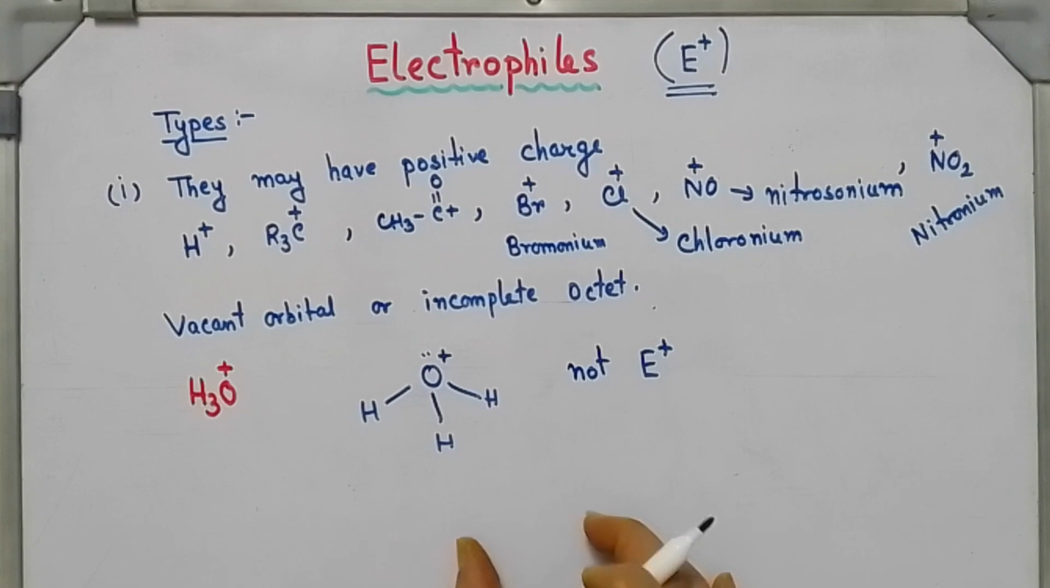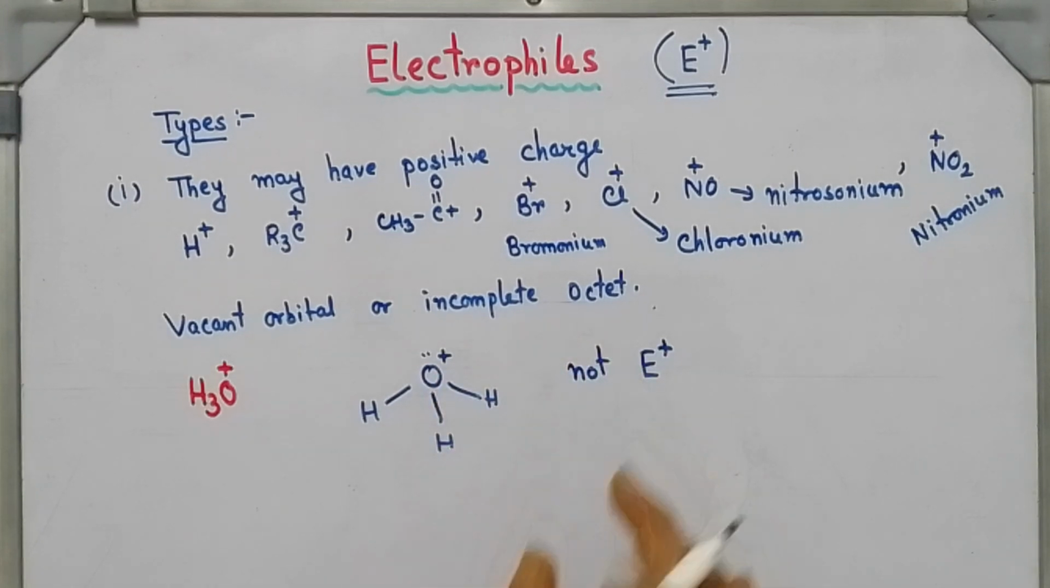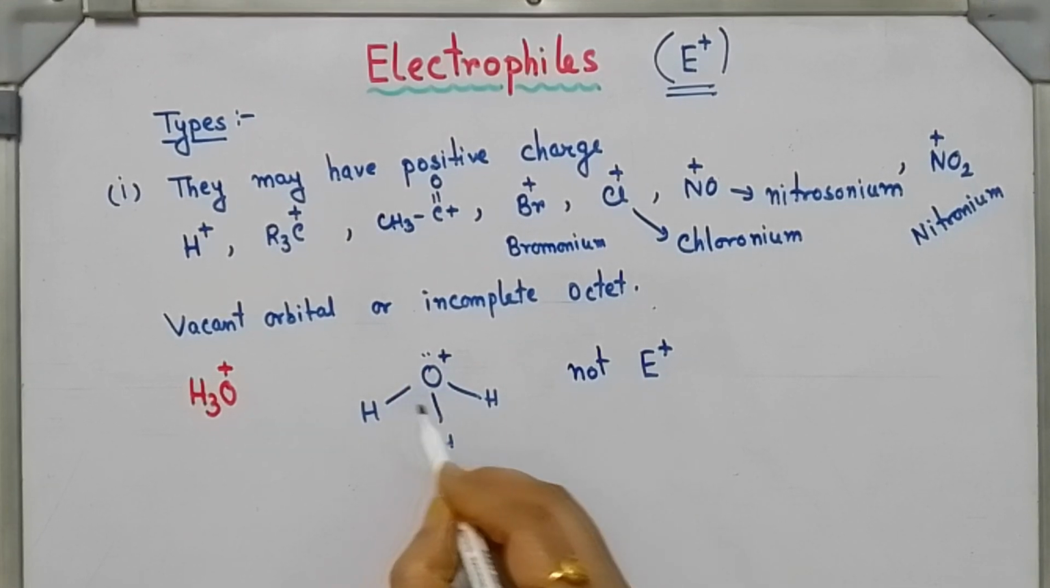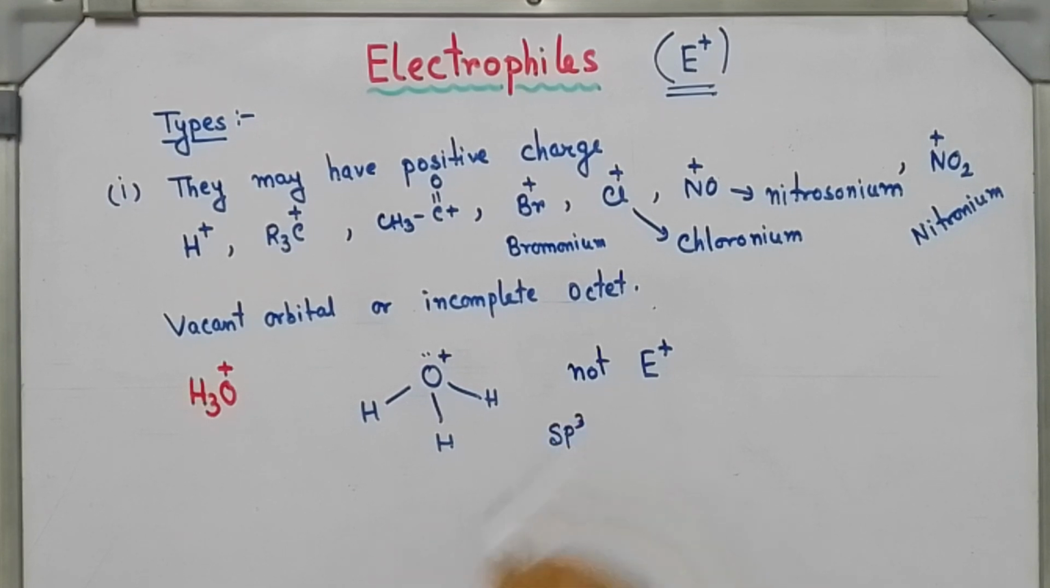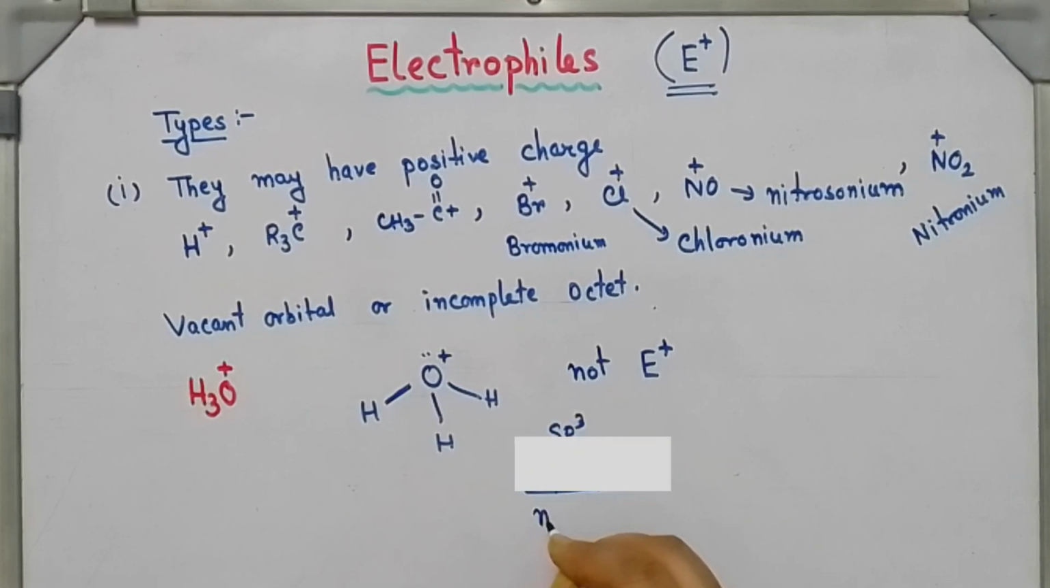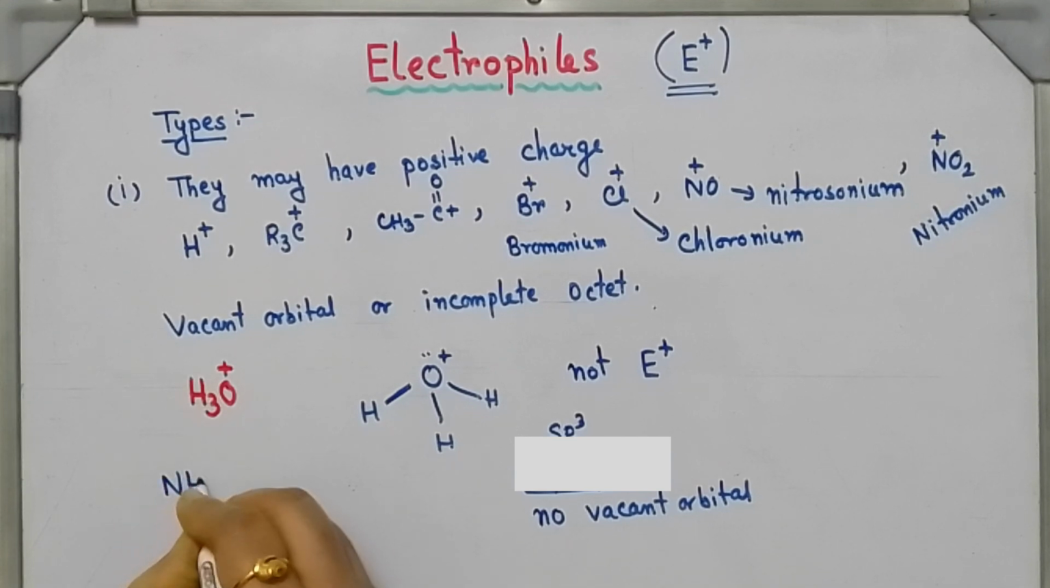Because to be electrophile, it should have incomplete octet or vacant orbital. Now see, here it is having 3 bond pair, 1 lone pair. That means sp3 hybridization. So there is no vacant orbital. From this viewpoint you can say it is not electrophile, or you can say here complete octet is there on oxygen. Therefore it is not acting as electrophile. Similarly, NH4 plus ammonium ion.